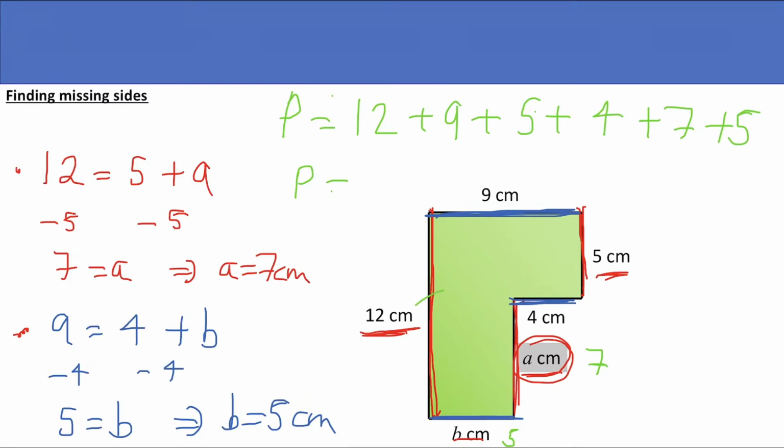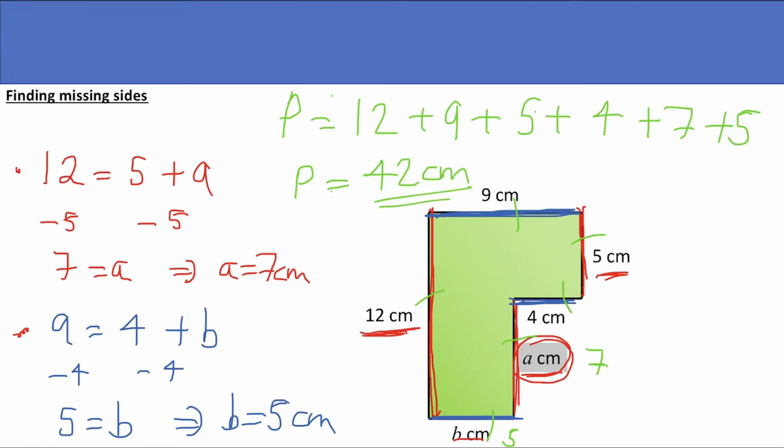So that's 1, 2, 3, 4, 5, 6, and we've got 1, 2, 3, 4, 5, 6 numbers. So we've got it all there. In your calculator, 12 plus 9 plus 5 plus 4 plus 7 plus 5. And that will give you an answer of 42 centimeters.